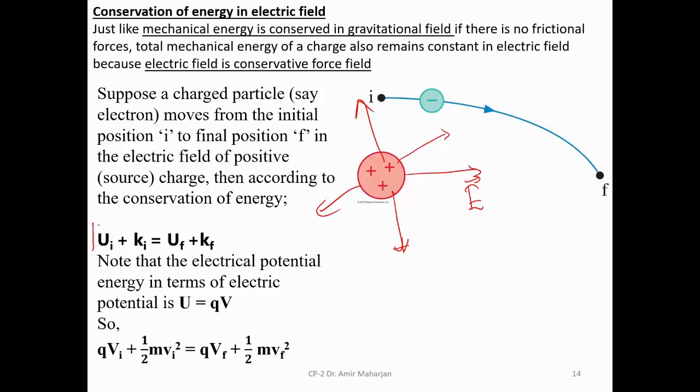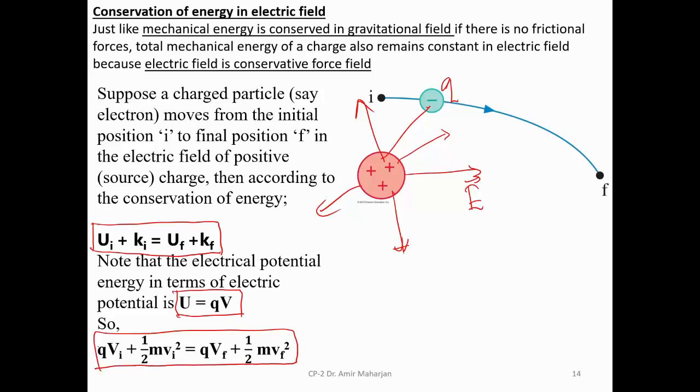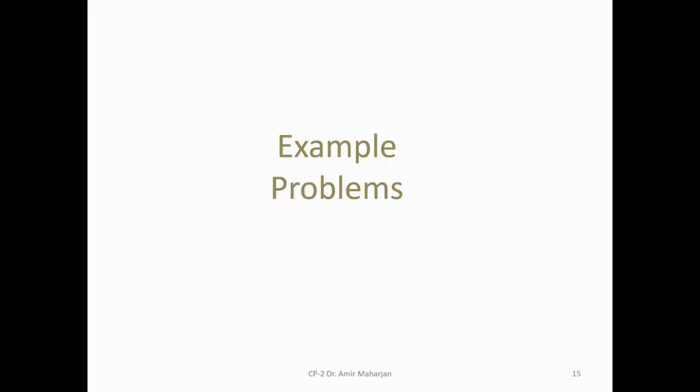This is our main equation. This is the conservation of mechanical energy: U plus K. The only difference is your potential energy is now Q times V. Q is the charge of the test charge, which is this, right? And V is the electric potential at that given distance. And K is just 1/2 mv squared. So this is going to be our main equation in conservation of energy in an electric field. And here are some sample examples.